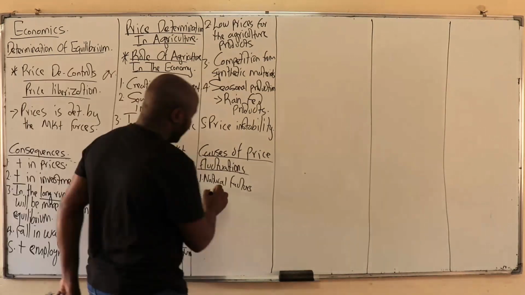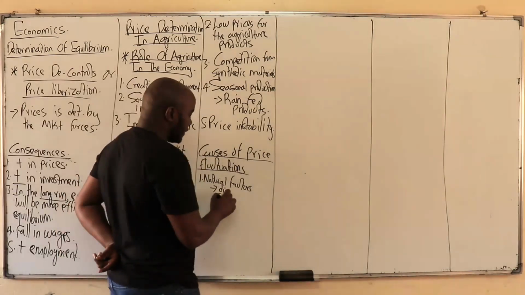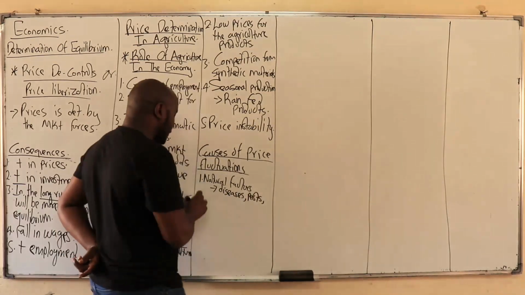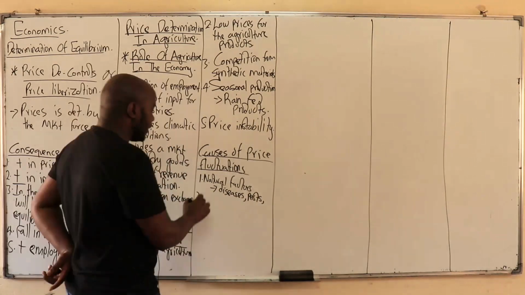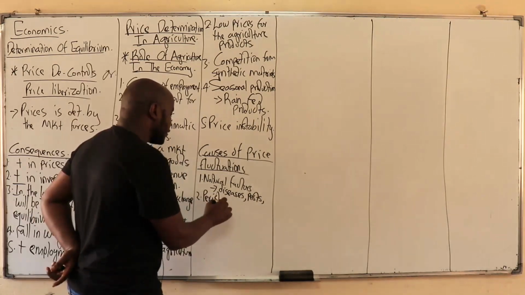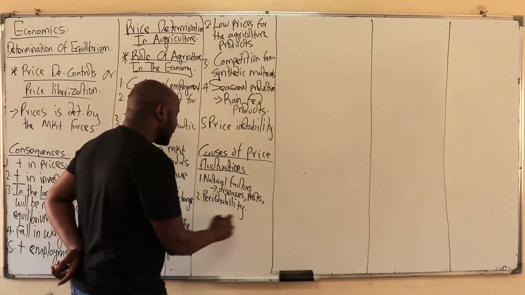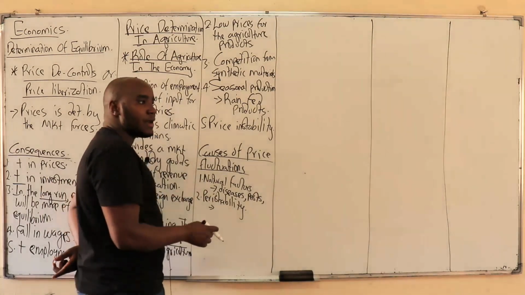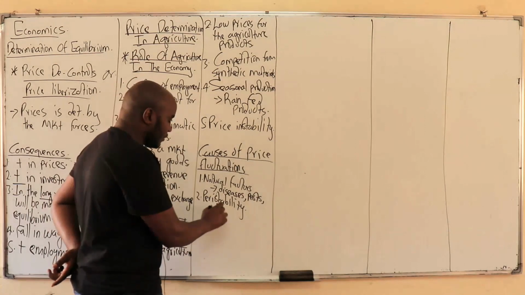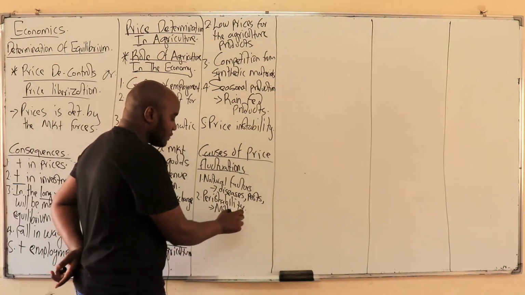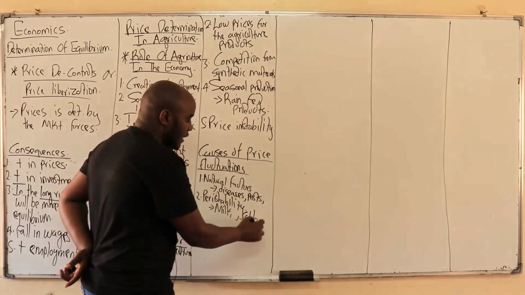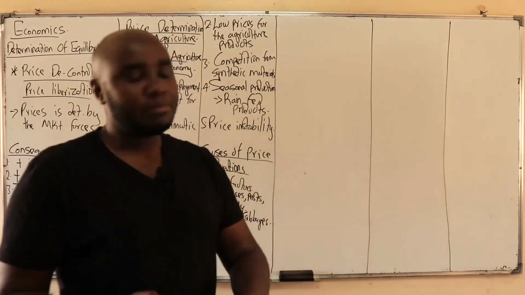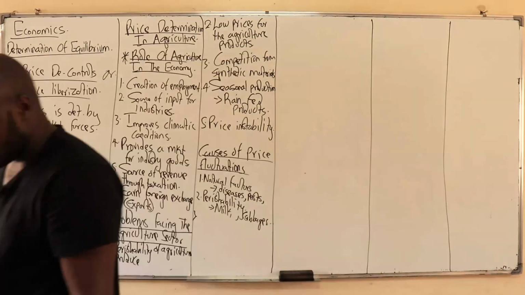Natural factors, including diseases, pests, among others. Two, we have perishability. Almost all of the products are perishable, such as milk, such as cabbages. They are so perishable, that's why we need processing factories in the rural areas.